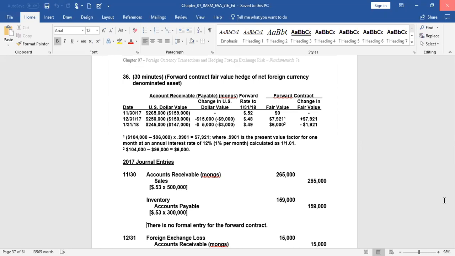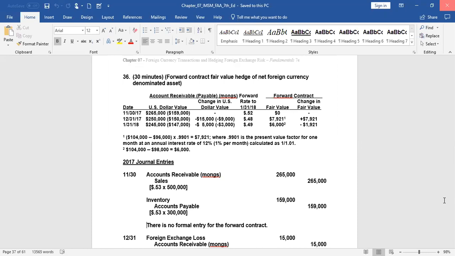Eximco properly designates its forward contract as a fair value hedge. Remember, it could be a cash flow hedge or a fair value hedge, but this is a fair value hedge of a foreign currency receivable. The following rates for the Hmong apply.